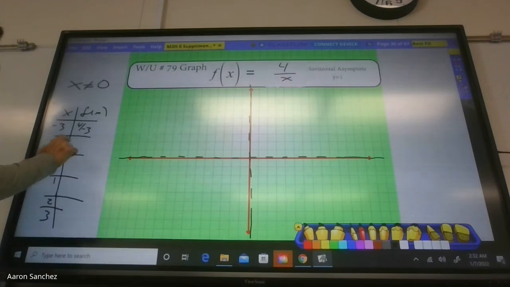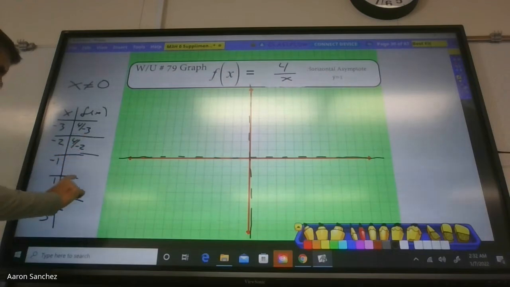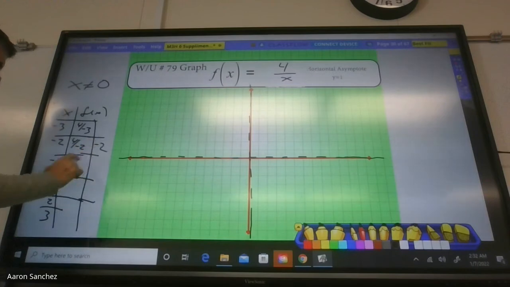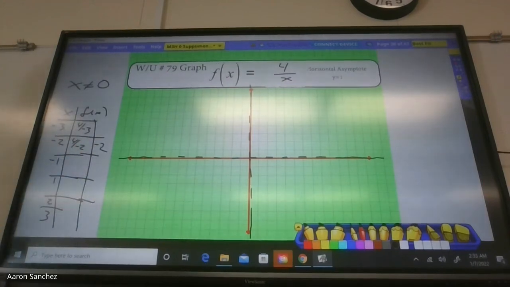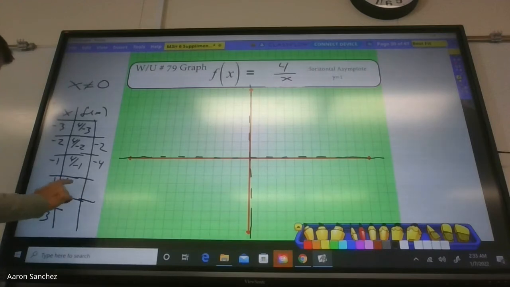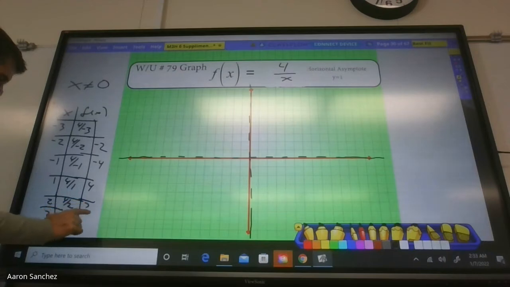4 over -2. What's 4 over -2 equal to? -2, right? And then 4 over -1, that equals -4. 4 over 1 is 4. 4 over 2 is 2. And then 4 over 3.